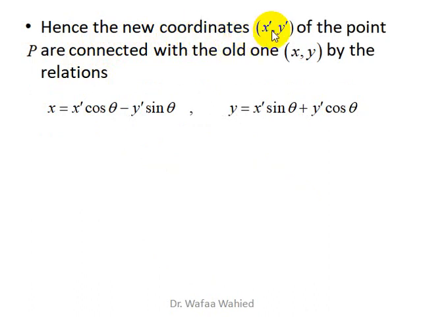Hence, the new coordinates x dash, y dash of the point B are connected with the old coordinates x, y by the following relation, where x and y are the old coordinates of the point B, and x dash and y dash are the new coordinates of the point B with respect to the x dash y dash plane. Theta is the angle of rotation in anti-clockwise. This is the relation between the new coordinates and the old coordinates.